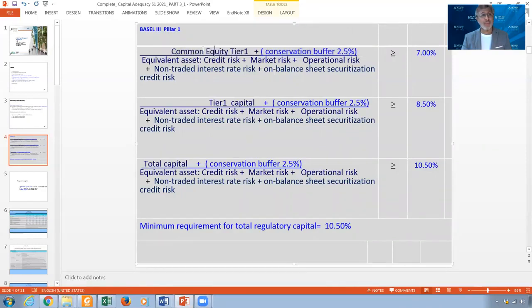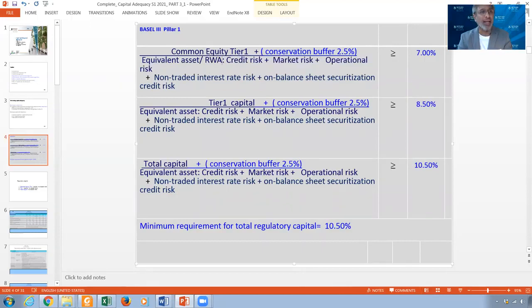We have common equity tier 1, which has to be equal or more than 7%, and then we have tier 1. They will tell you what is tier 1, what is common equity, and what is the total capital according to the Basel tables. And then in the denominator, we have the equivalent assets, which are the risk-weighted assets. When we say equivalent assets, we actually mean risk-weighted assets.